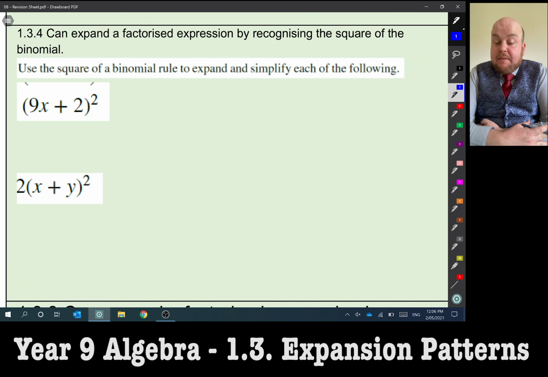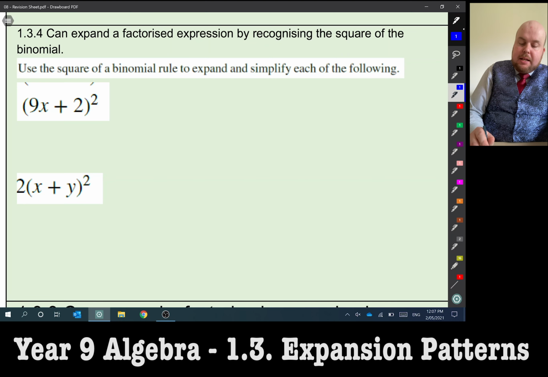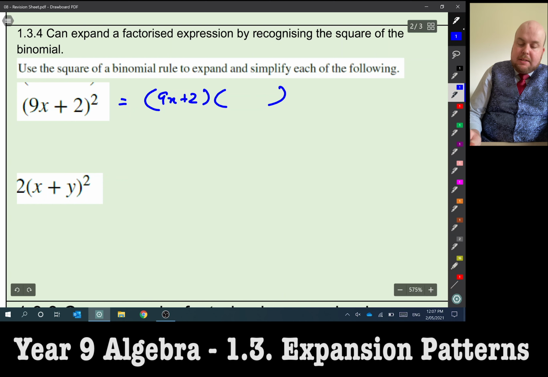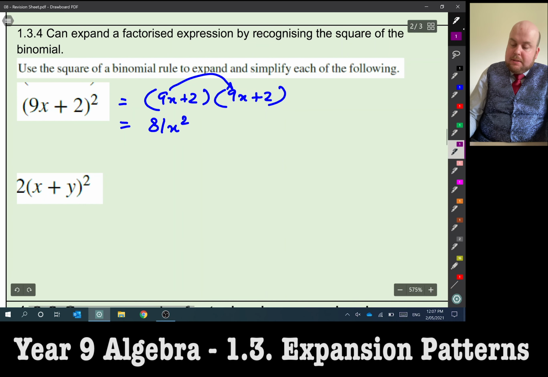1.3.4 can expand a factorized expression by recognizing the square of the binomial. This one also leads to a pattern. However, if you cannot recognize the pattern, it's worthwhile to make sure that you just expand as per normal. So I've got 9x plus 2 squared. When you see the squared on the outside, what that means is just to repeat the brackets accordingly. So 9x times 9x gets me 81x squared.